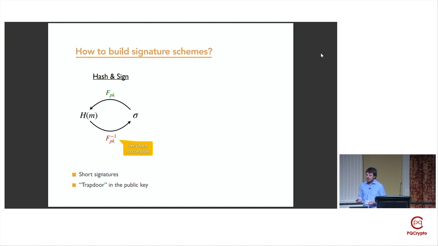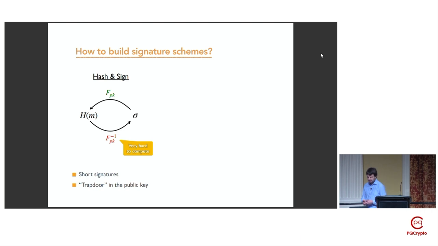This paradigm has the advantage of producing short signatures, but since there is a trapdoor in the one-way function, it's more sensitive to structural attacks. And since there is a trapdoor, the public key is often large. We can take the example of UOV, where the public key is tens of kilobytes.